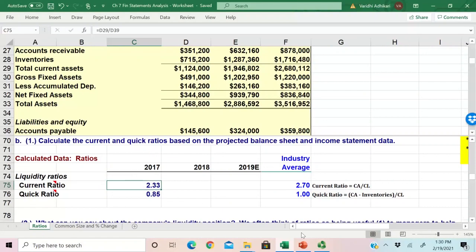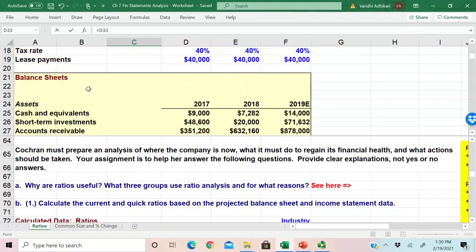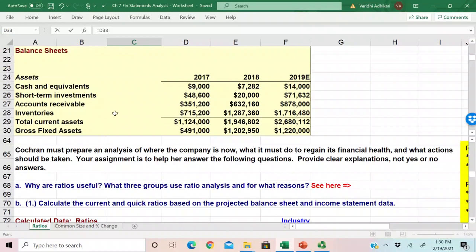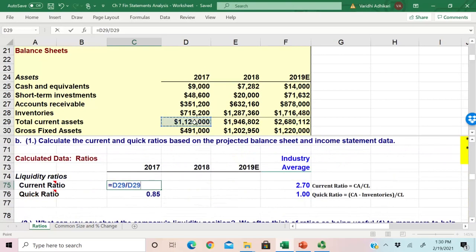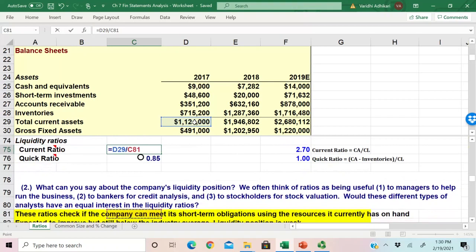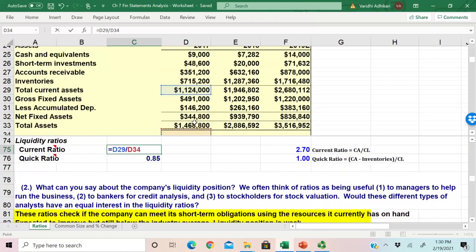For example, 2017 is already here, but let me go ahead and do this again anyway. The liquidity ratio is the current ratio, and the formula is given here. Total current assets will come from the balance sheet: $1.1 million in total current assets, divided by current liabilities. So current assets divided by, then I can hit the arrow button here and go down the list.